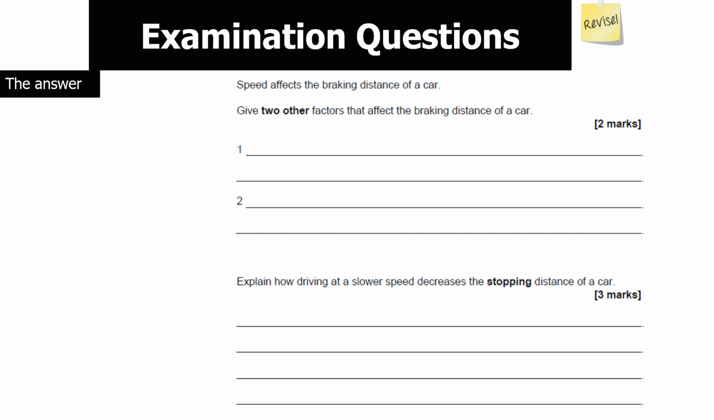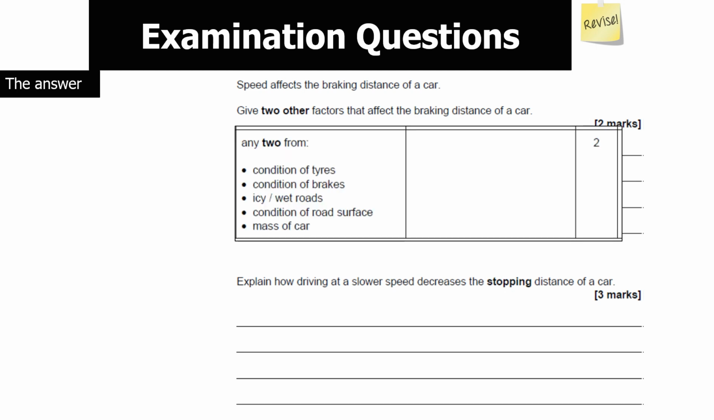Right, so these are just facts. What factors affect the braking distance of a car? Well, it's anything to do with how good the car brakes. So it could be the condition of the tyres, the condition of the brakes, if the road is slippery, so it's icy or wet, if the road is in good condition, and finally the mass of the car.